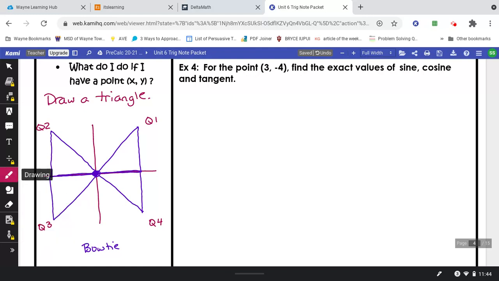Now let's talk specifically about our example 4. For the point 3, -4, find the exact values of sine, cosine, and tangent. So we're first going to need to start by identifying which quadrant this is in. So 3 is my x, negative 4 is my y. So if you thought about an axis, going forward would put me this direction, and going down would put me this direction, which means that point would land in quadrant 4.